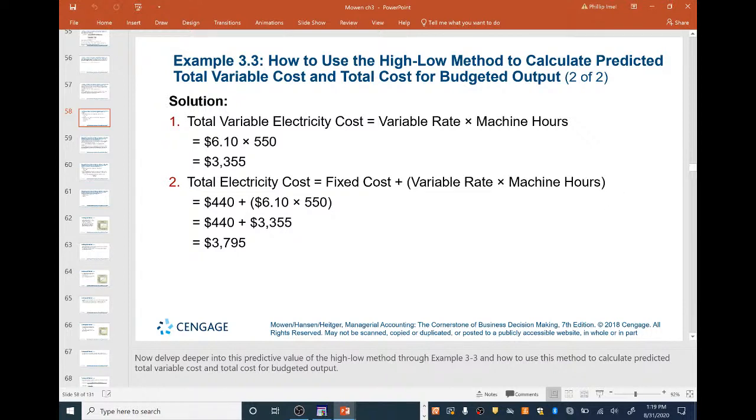Now to find total electricity cost, we need to use the fixed cost plus the variable rate times the machine hours. Once again, fixed cost was given as $440. Then we add the 6.10 variable rate times the machine hours of 550. Obviously, that's going to be 440 plus the 3,350, which you can see is what we found up here, to equal or yield the $3,795 of total electricity costs for the month of October.